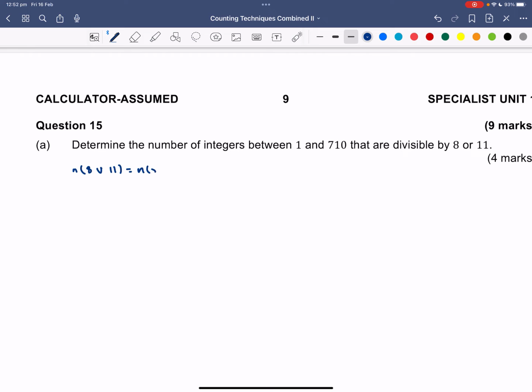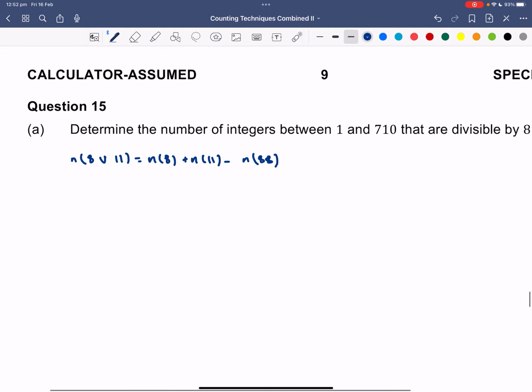So we're going to do the numbers divisible by 8 plus the numbers divisible by 11 minus the numbers divisible by both. What is the LCM of 8 and 11? Now we're lucky, it's 88. It's not always the 2 numbers multiplied together, but in this case the LCM is 88. So we do 710 divided by 8, and then you've got to round each thing down separately.